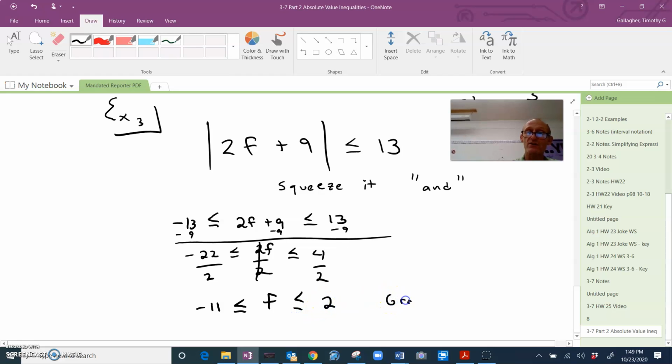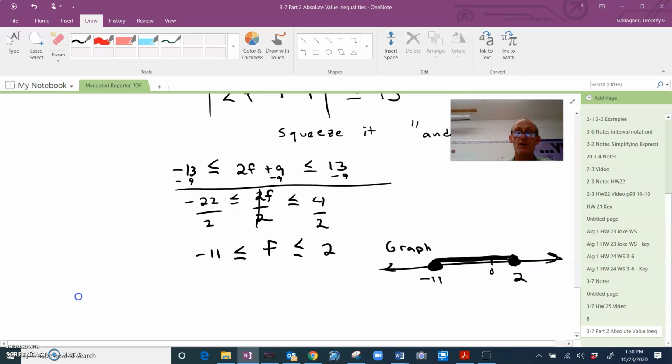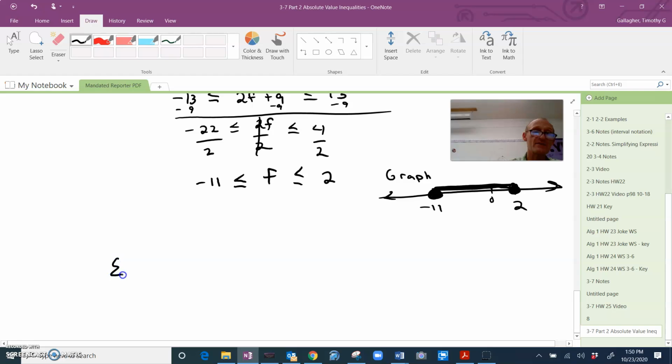And so the graph of this looks like this, where negative 11 is way down here, 0 is here, and 2 is about right here. These get filled in, these negative 11 and 2, because F can equal them. Now F is squeezed in, so it's smaller than 2 and greater than negative 11, so it's squeezed in between those two numbers. Okay, let's do one more example. We'll call it a day. This is example 4.